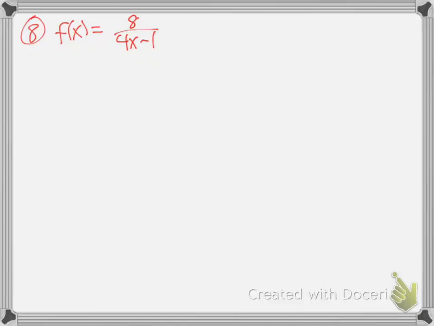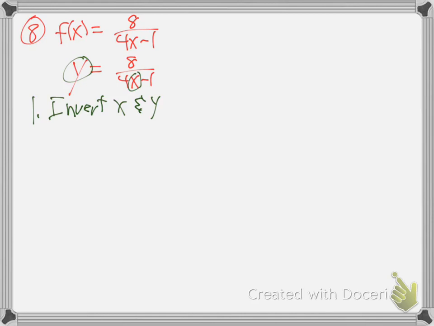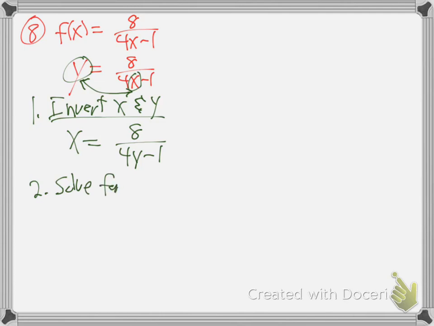Okay, so they want me to find the inverse on this one. So first thing to realize, this is y. And then to find an inverse, step 1, we invert x and y. So these two trade spots, becomes x out here, y in there, invert x and y. Step 2, solve for y. So how am I going to solve that equation for y?